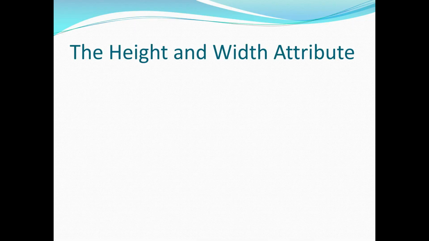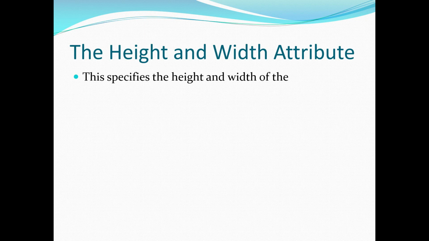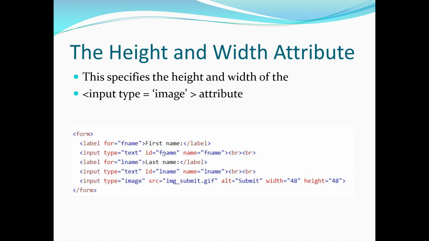The height and width attribute. This specifies the height and width of the input type image. For example, if we want to upload some image and show it with a specific height and width, then we use the height and width attribute. This syntax is very simple. For example, this is an image source, and here the width is 48 pixels and the height is 48. So it shows the image that we upload inside this square. Okay, so hope you will understand.